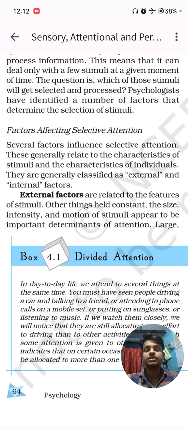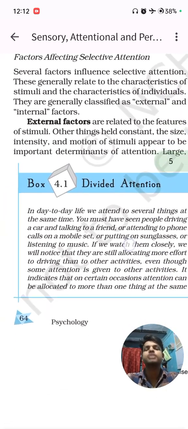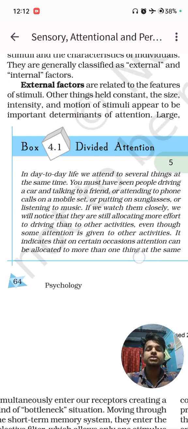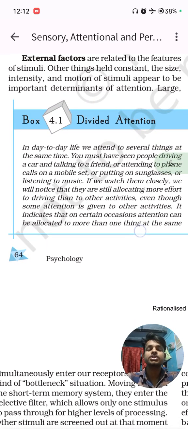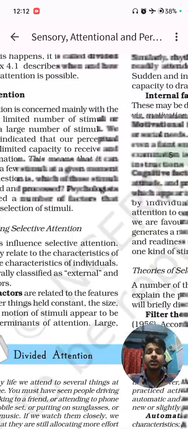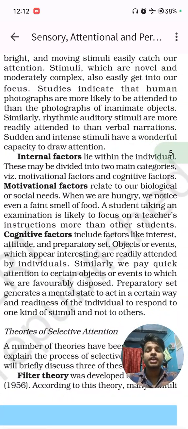Factors affecting selective attention. Several factors influence selective attention. These are generally related to the characteristics of the stimulus and the characteristics of the individual. They are generally classified as external and internal factors. External factors are related to the features of the stimulus. Other things held constant, the size, intensity, and motion of a stimulus appear to be important determinants of attention. A large, bright and moving stimulus easily catches our attention.